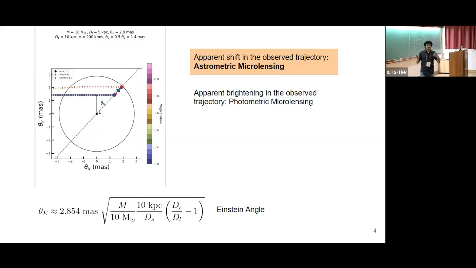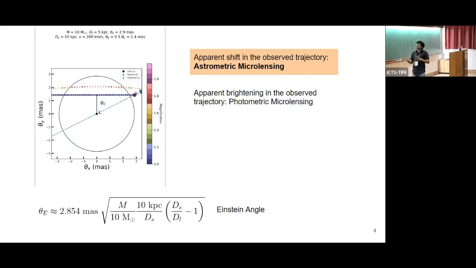The scale of the apparent shift depends on three quantities. One is the mass of the lens, of course, because if the gravity is huge, it will bend light by a large amount, and hence the shift will be larger. It also depends on the distance of the source, which is ds, and on where the lens is lying between you and the source. That scale is called the Einstein angle.